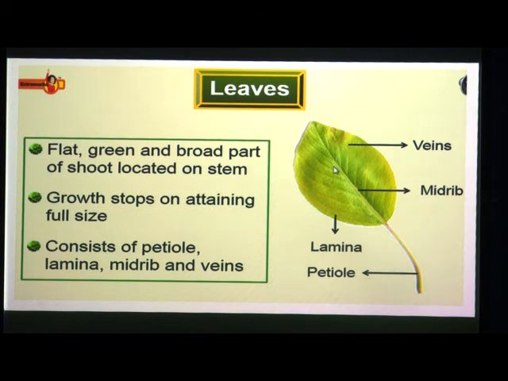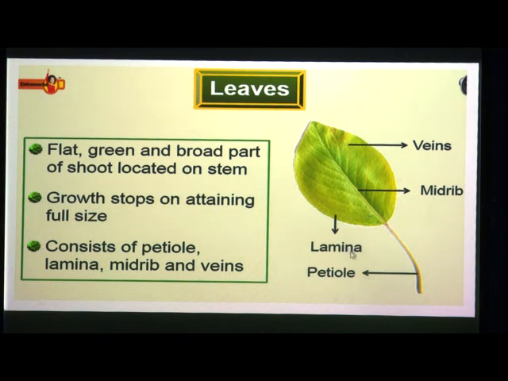You can see the lines which go horizontally and vertically, those lines are called veins. The middle line which is attached to the petiole is the midrib. The small stalk is known as the petiole, and this is the lamina.